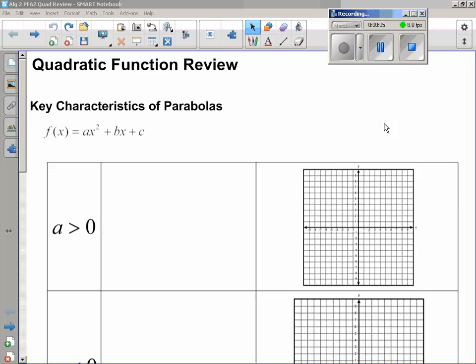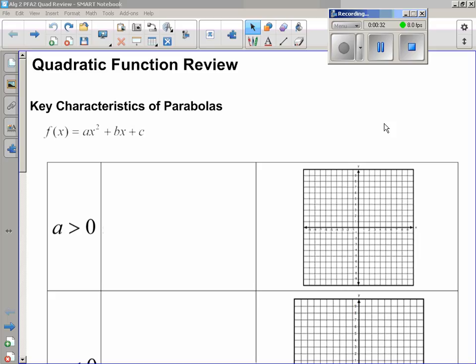In this video, I'm hoping to give you some tips and do some examples that might help you pass the objective in your focus area on linear, quadratic, and exponential functions review. This one I'm going to focus on quadratic functions. So where I'm going to start is with just key characteristics of parabolas.